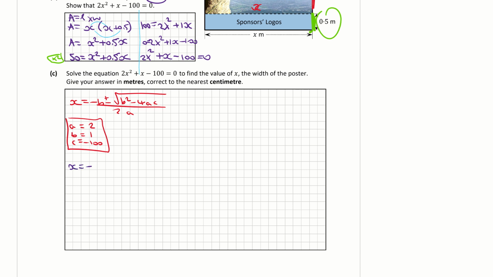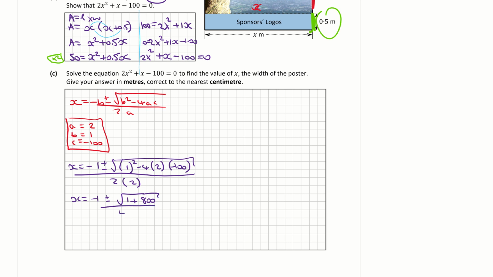Filling that in now, x is equal to minus b, so minus 1 plus or minus the square root of b squared, which is 1 squared, minus 4 times a times c, which is minus 100, all over 2a, which is 2 times 2. So x is equal to minus 1 plus or minus the square root of 1 plus 800, over 4. So x is equal to minus 1 plus or minus root 801 over 4. You type that into your calculator, and you're going to do both of them here. So x is equal to minus 1 plus root 801 over 4, and x is equal to minus 1 minus root 801 over 4.